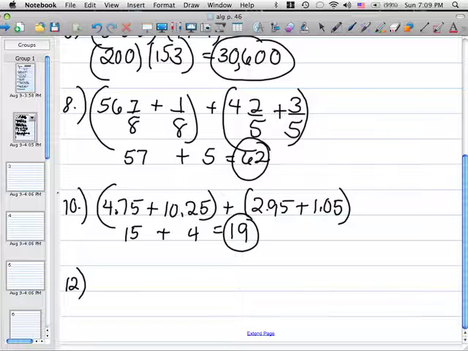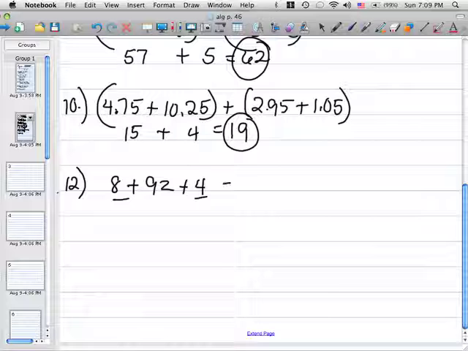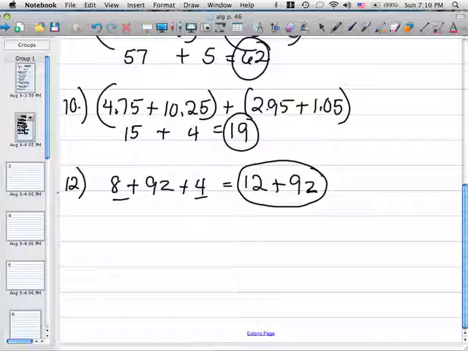Problem number 12. The only thing you can do is collect like terms, and the only like terms you have are the numbers. So 4 plus 8 is 12. You cannot add the 9 to that since it's being multiplied by the z, which would have to be done first. So that's all you can do.